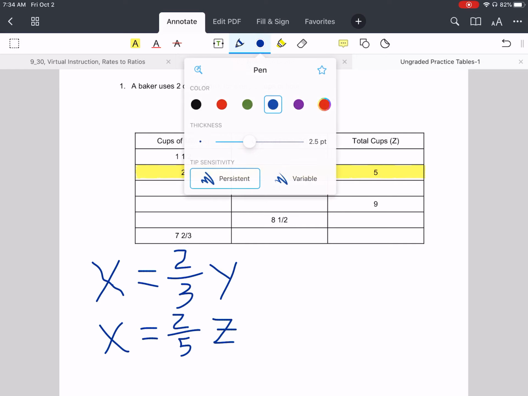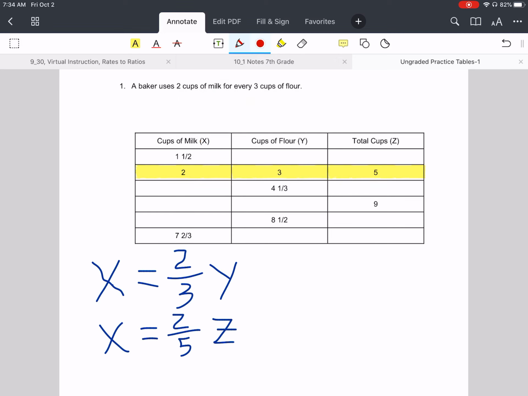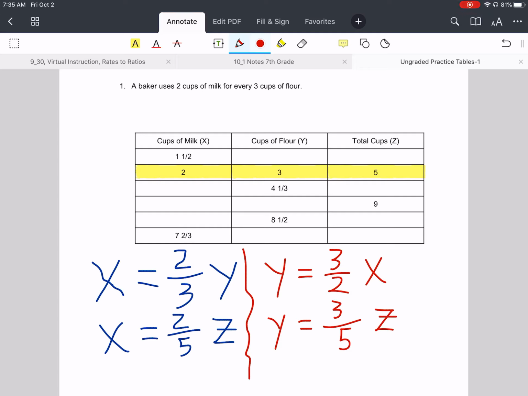So whenever we have a y or a z value, we can find the x value. I'm going to switch colors for the next equations. We're going to go on to y. So y equals, and y equals. We can see that y equals 3 and x equals 2, which means that y is 3 over 2 x. y equals 3, z equals 5, so y equals 3 over 5 z. Because y is 3/5 of the value of z and 1 1/2, or 3 over 2, the value of x.